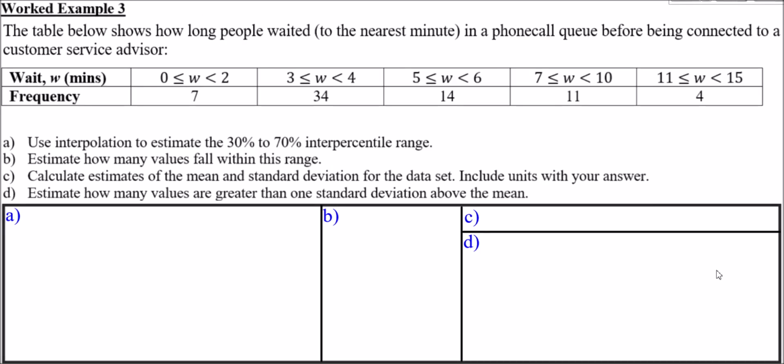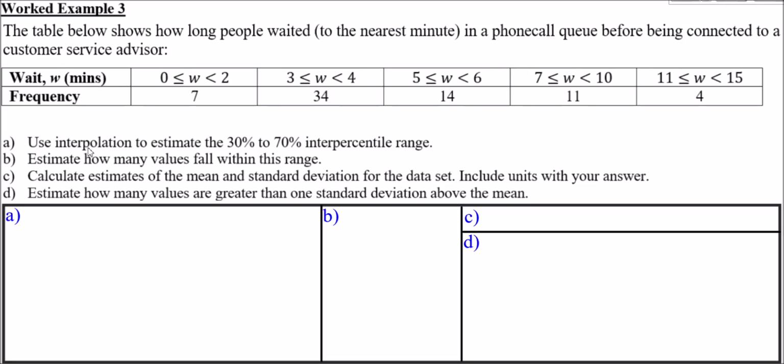Here's an example to illustrate the point we've just been making. So worked example 3, what we've got here is a table showing how long people waited to the nearest minute in a phone call queue before being connected to a customer service advisor. So this is people maybe waiting to speak about their mobile phone contract or something like this, who knows. So we've got these wait times, W in minutes, in bands, and then the frequencies as you've seen before.